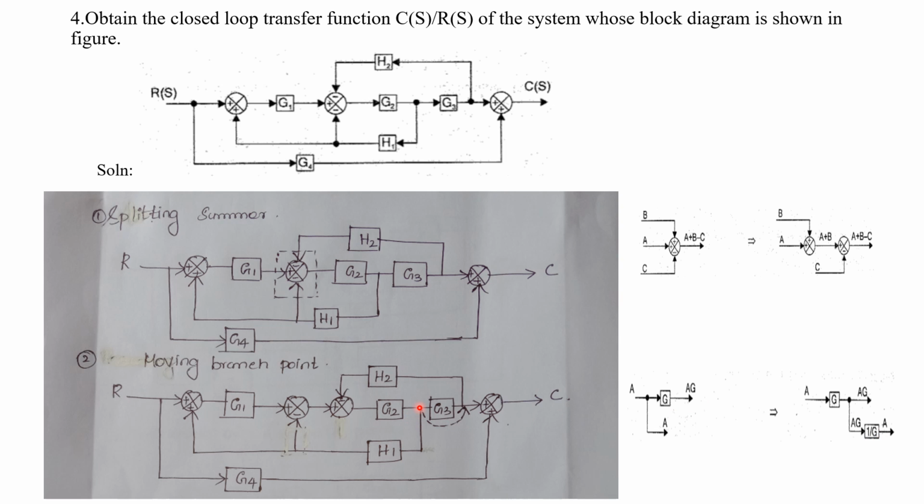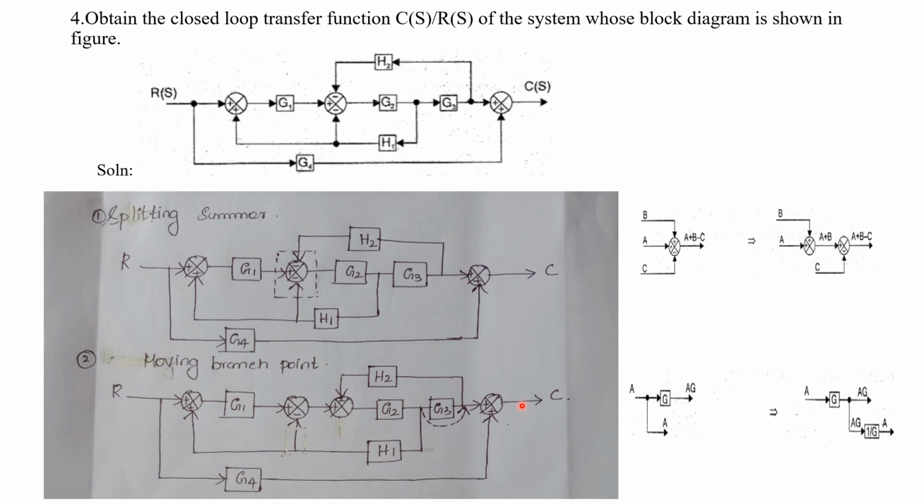So in this problem, while moving the branch point from here to here, we are crossing the gain G3. So in the corresponding branch, we have to write the reciprocal of the crossed gain, that is G3. So here you have to include 1 by G3. This will be the reduction. After putting this dotted line, at the top you have to write the operation, that is, we are going to move the branch point.